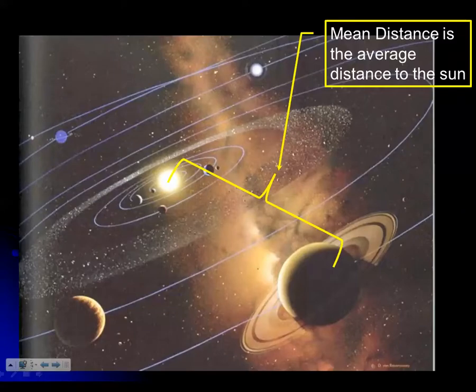When I mention the mean distance, just remember, mean means average in this case. You'll learn about it in math class, mean, median, and mode. But the average distance, because we're going to study the shapes of the orbits coming up real soon, but the shape isn't circular. So the different distances that a planet gets to from the sun, if you average those, that's the mean distance.